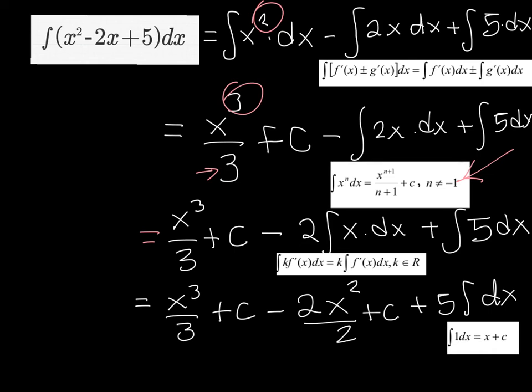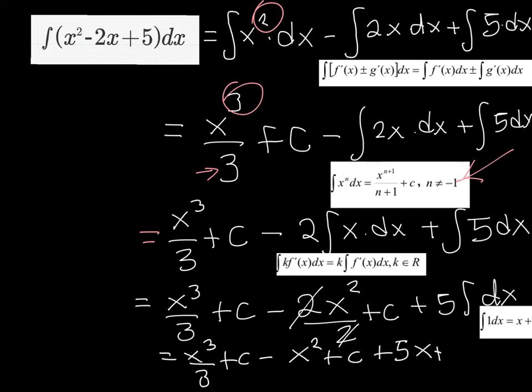so now we have that the original function is x cubed over 3 plus c, minus 2 times x squared over 2 plus c, plus 5x plus c. So what we have now is that we have several c's: c plus c plus c. But as c is an arbitrary constant that can take any value, we are only going to write one of those c's.